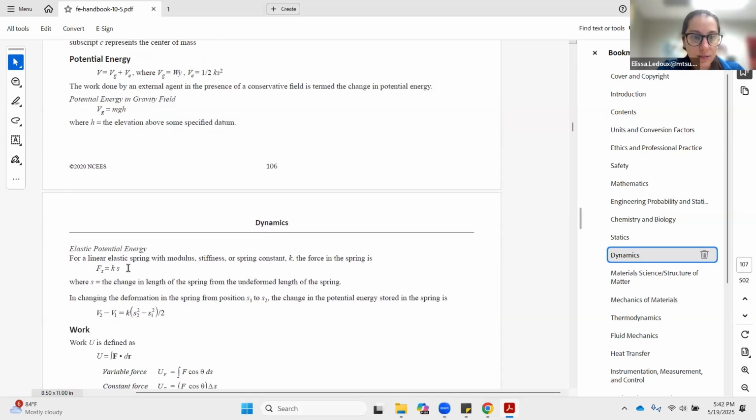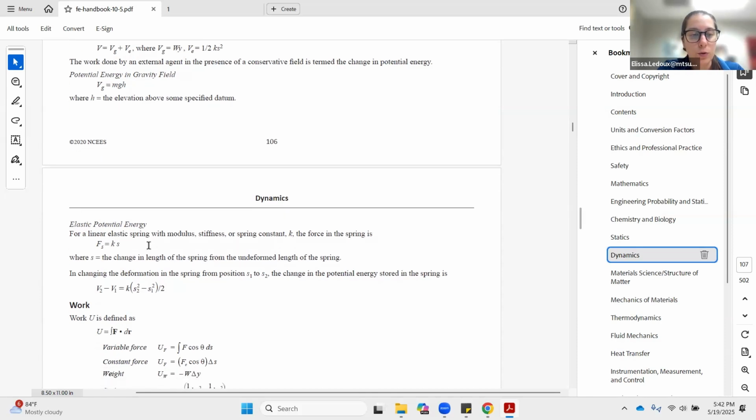And then potential energy can be due to gravity, the mgh, or it can be due to a spring, which is the 1/2 ks squared if you're trying to find the energy, or the ks if you're trying to find the force, and you integrate force over distance to get the work. So that's why you would have a 1/2 ks squared for energy stored in a spring.